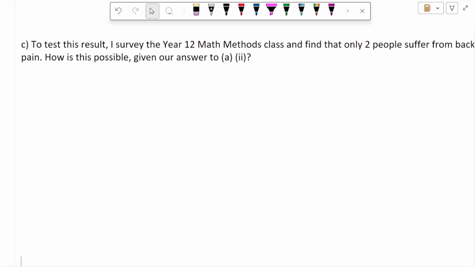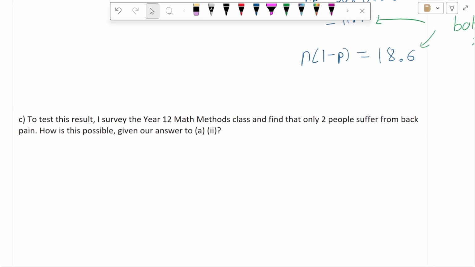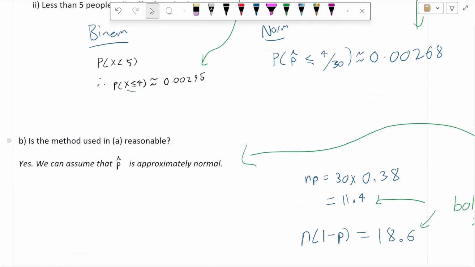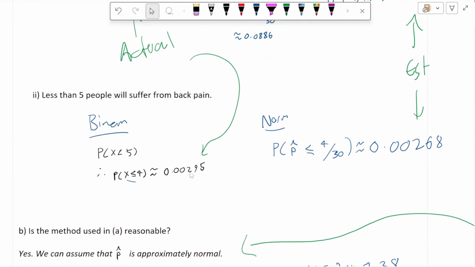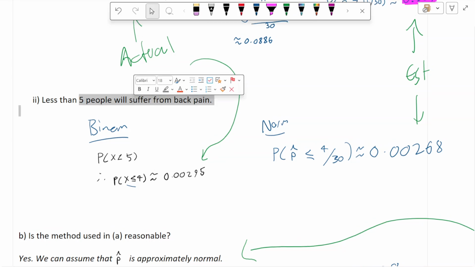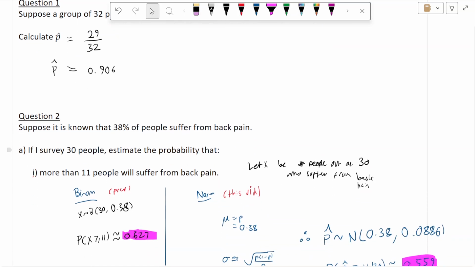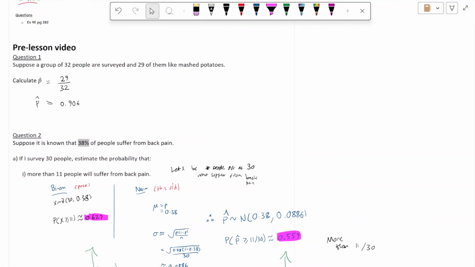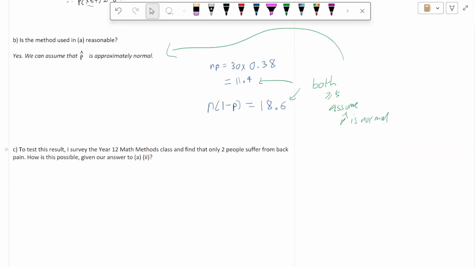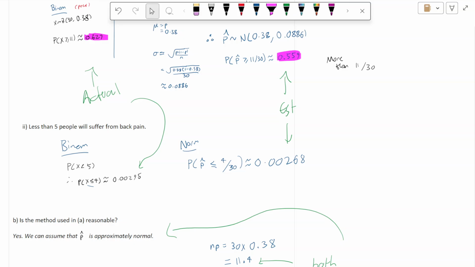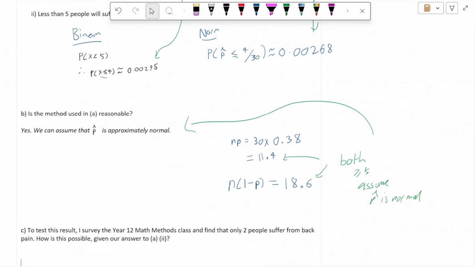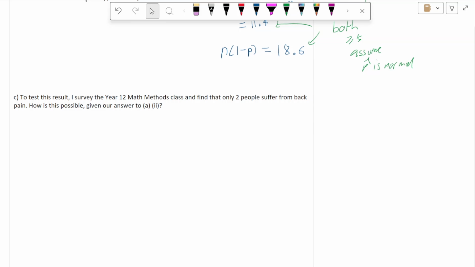Okay. To test this result, I surveyed the math methods class and I find that only 2 people suffer from back pain. So given that the chance that it was less than 5 people was incredibly low, I would say that having less than 2 people suffering from back pain is nearly impossible, because it's a 38% chance that people do suffer from back pain, and I would expect more than 2 people to suffer from it. But nonetheless, I've surveyed my methods class and I've found out only 2 people suffer from back pain. How the heck is this possible given all the work we've done up here to show that the probability is crazy low? I encourage you to have a think about that and pause the video.